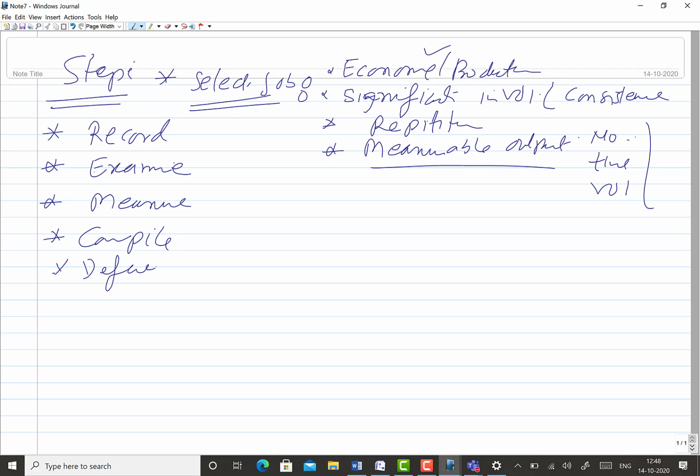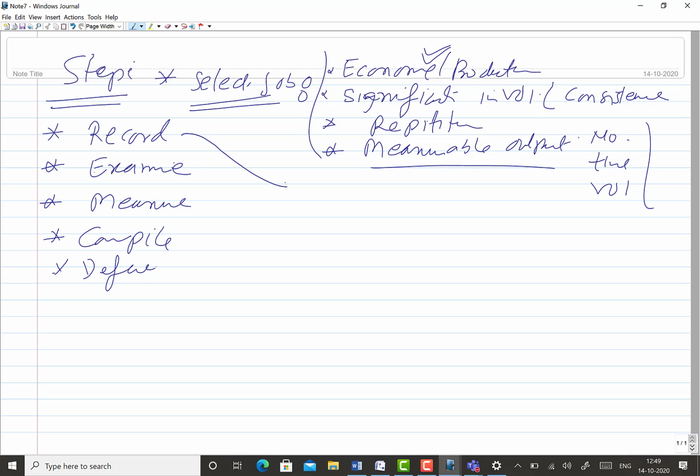Okay. So these are the factors which are considered. Otherwise we can take up any study, but that may not be useful. So the studies which are of significant importance for economy and productivity, high in volume, consistent and repetitive in nature, and where the output is measurable in terms of numbers or other suitable factors.